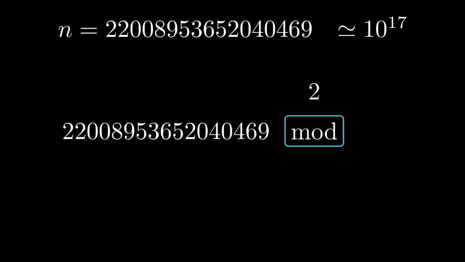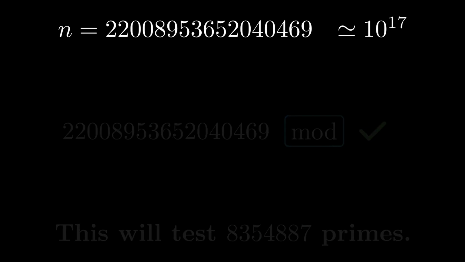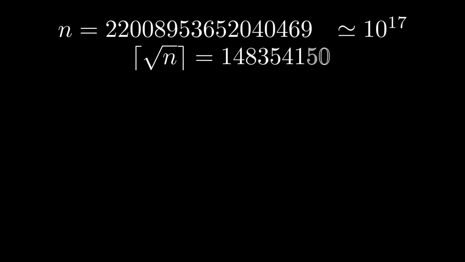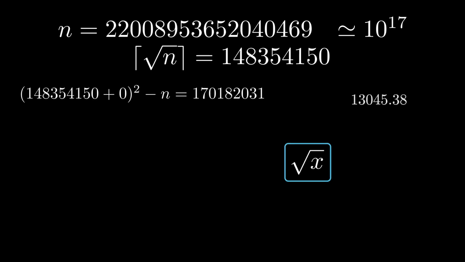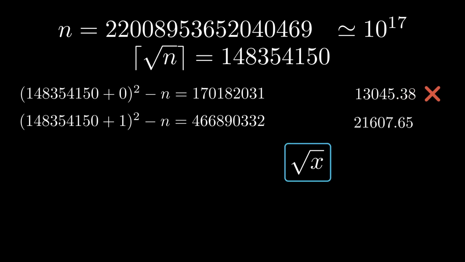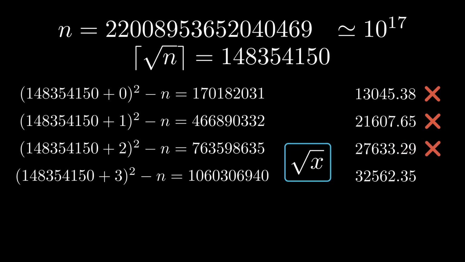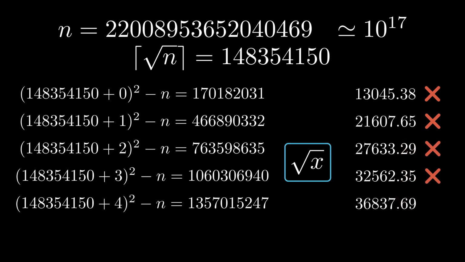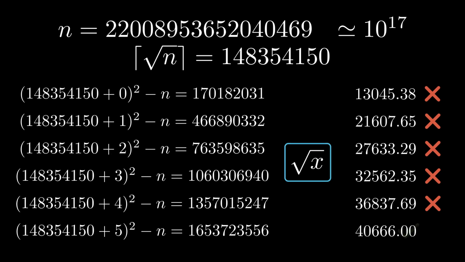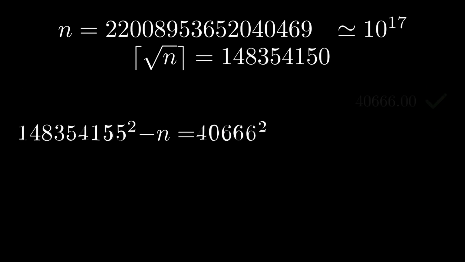Let's take an example. If n is equal to this number, then using trial division, we will need to try about 8 million primes before we find the factor. If we use Fermat factorization, we calculate the square root of n. Then we check if the number is a perfect square. If it is not, we increase by 1 and check again. We keep doing this until we find the perfect square. Once we find the perfect square, we can factor n.